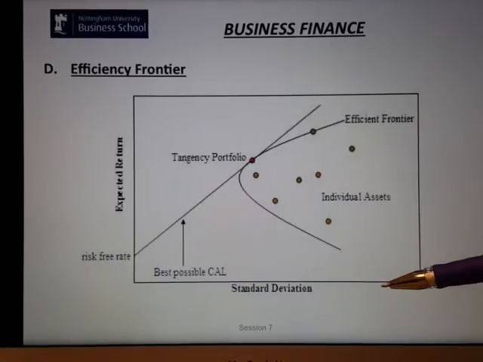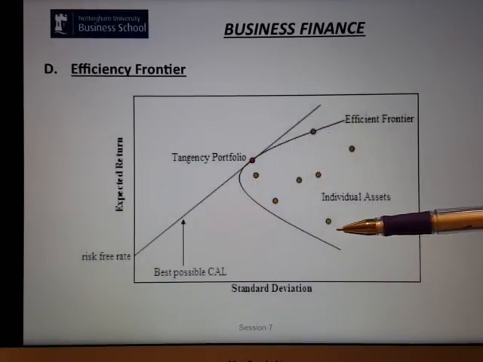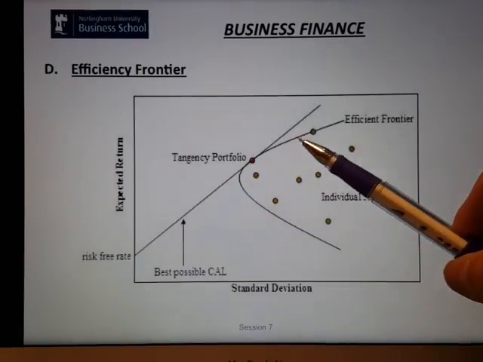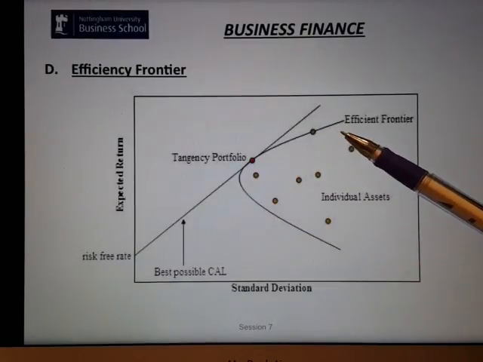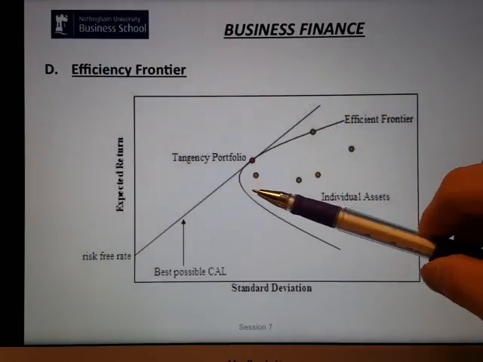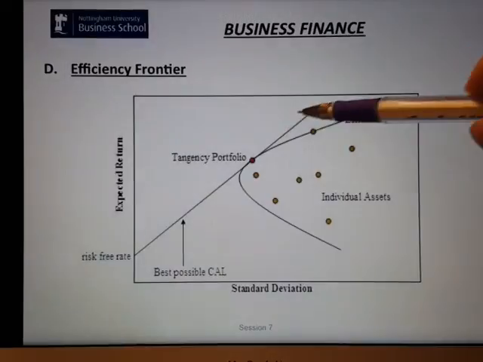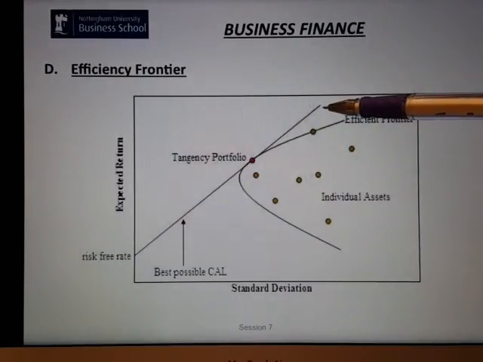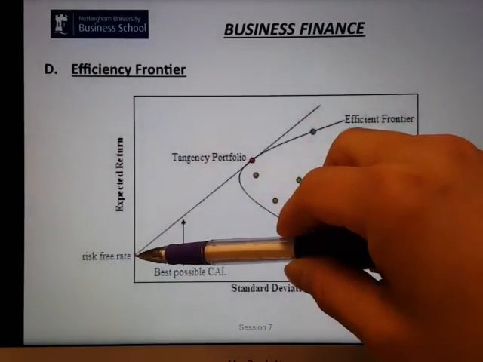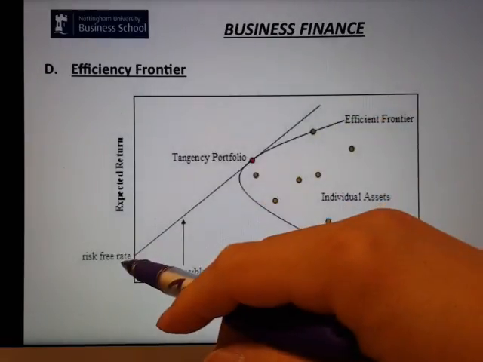This parabola graph will be shaped in such a way when there is no risk-free asset available. But when there is a risk-free asset, then the efficient frontier line will be a straight line. When you cut over here, this is the risk-free rate, for example, the treasury bill rate.